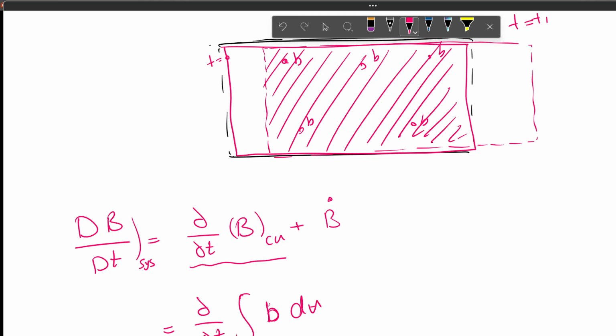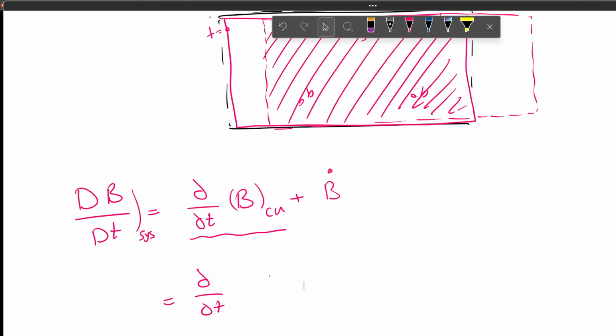Of course, since we have divided it by a mass, what is mass? Mass is density multiplied by the volume. So eventually I'm going to end up with this type of formulation. And this is the derivative of volume.